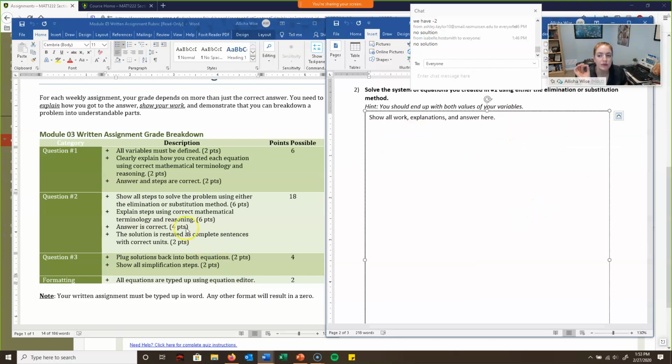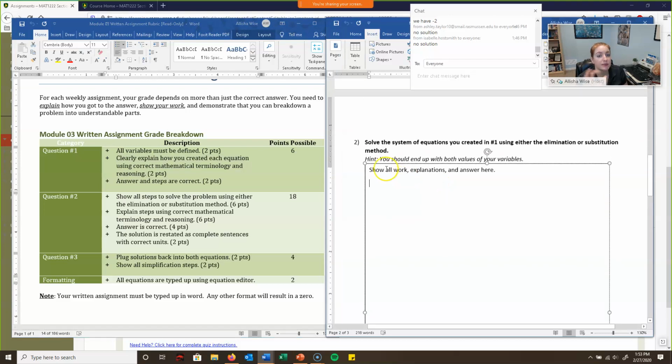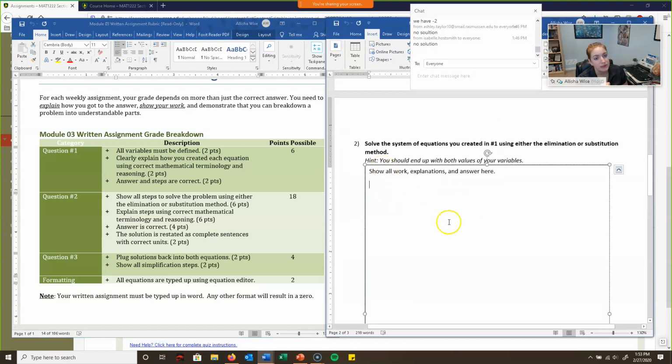But for number 2, you need to show all your steps. There's going to be quite a few steps here. You need to explain your steps. What method are you using? What is your first step? Why are you multiplying by that value? What's your second step? How are you simplifying these things? Are you adding, multiplying, dividing? What are you doing? Once you have one value, what are you doing with that value?